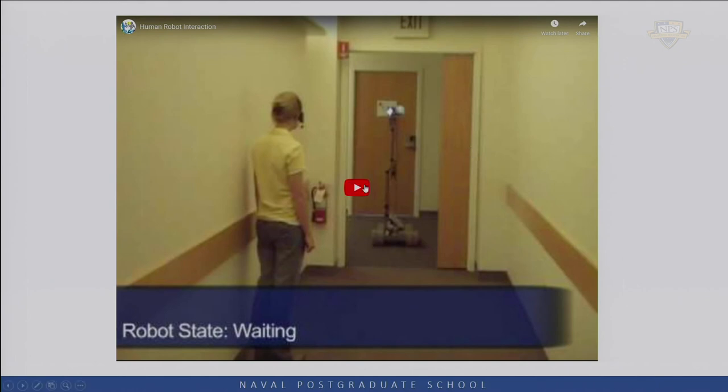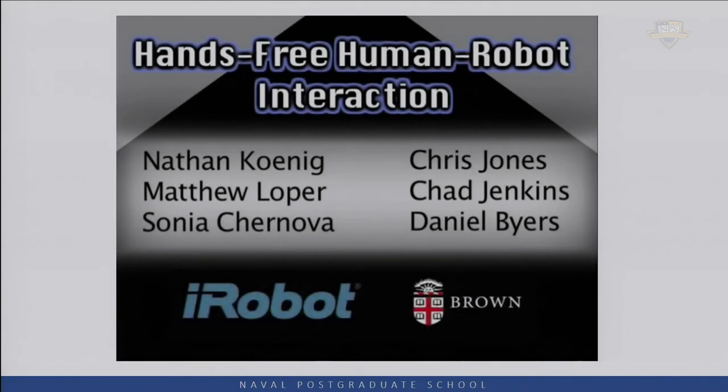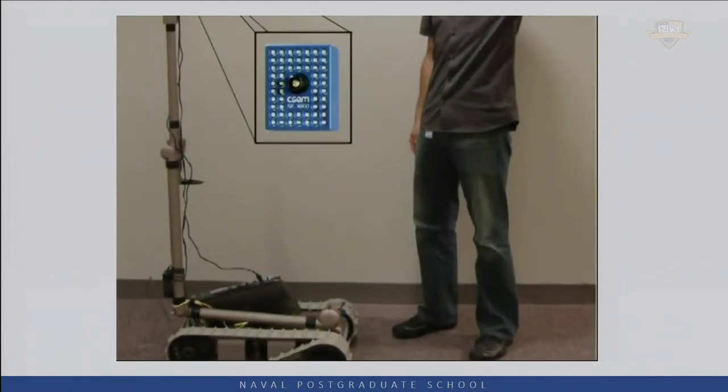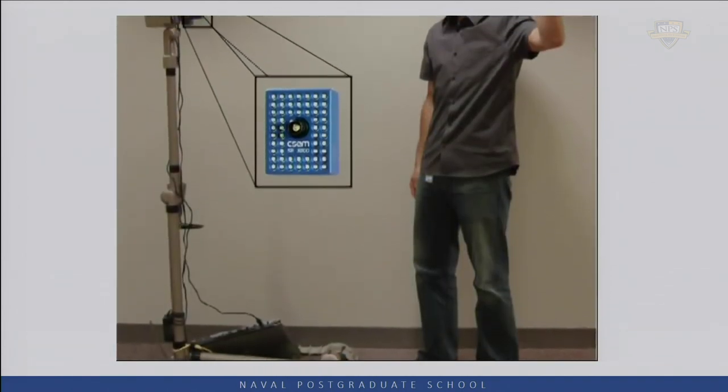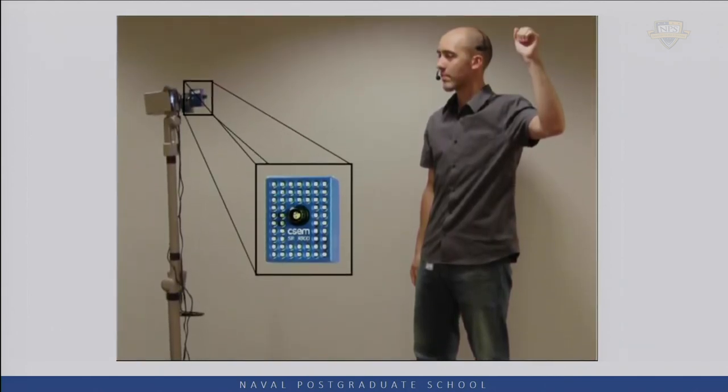Okay, so here. This is from, I believe, iRobot, and she's going to be guiding this robot. It also has cameras. There we go. Okay, so you've got a tracked robot with cameras. This one actually has some pretty obvious military relevance, particularly where you don't want to use your voice. So you can give hand signals to it, and it'll respond.